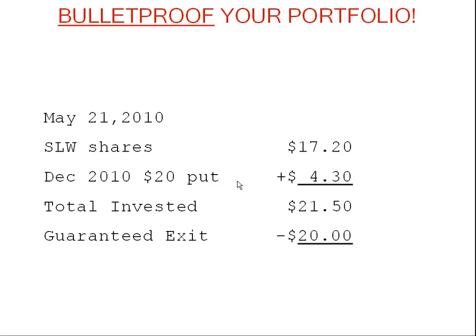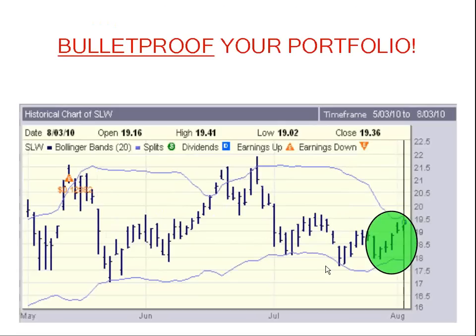Now, the cost of the 20 strike put was $4.30. So my total invested after buying stock at $17.20 and buying the December 20 put for $4.30 was $21.50 per share. But remember, I'm guaranteed an exit at $20. What we just saw in that last little profit and loss chart, I have a floor set, so even if the stock's trading below $20 on December expiration, I've made no adjustments. The maximum at risk would be $1.50. That's the most I could lose per share, which works out to be about 7% of the total position.